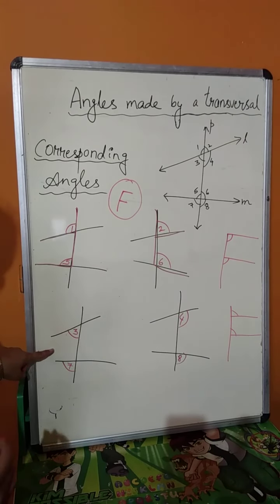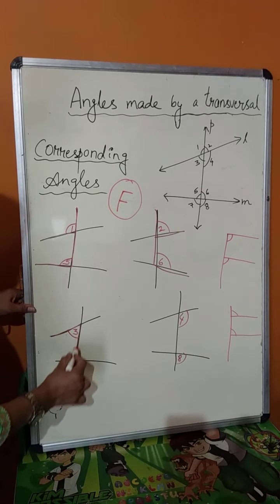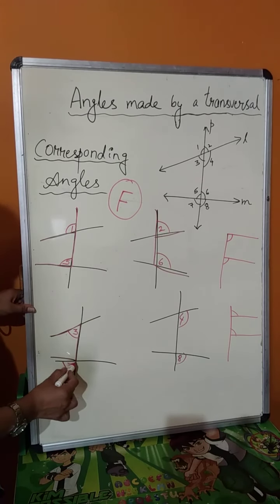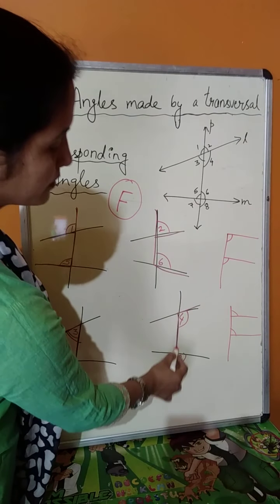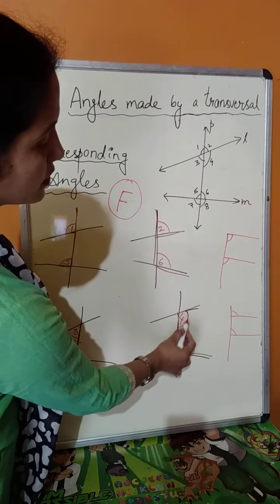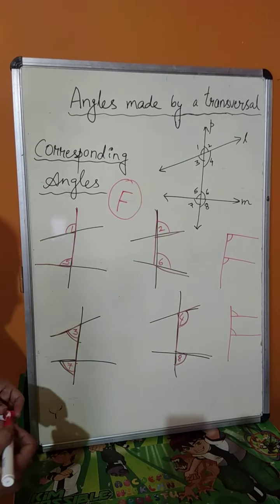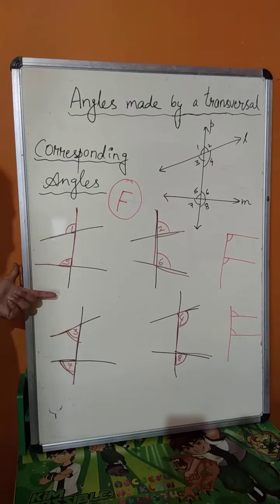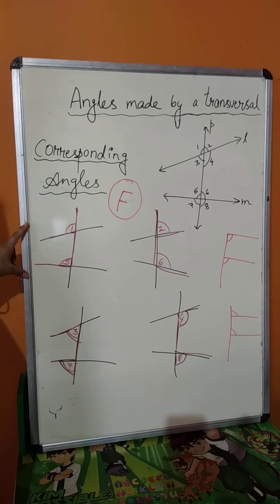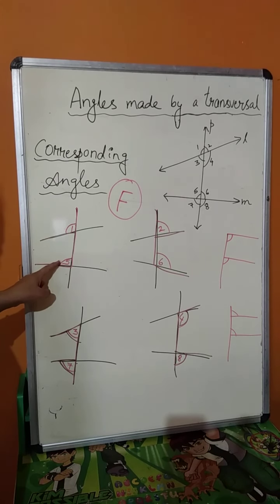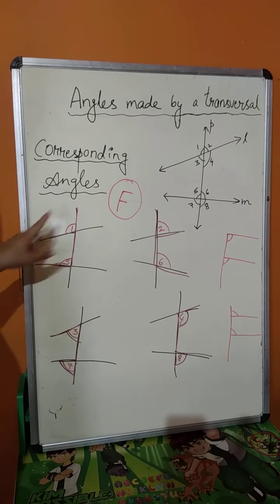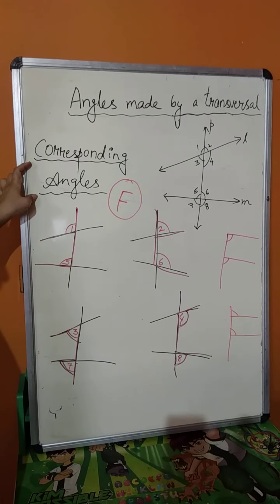Similarly, the F here is this way. So this angle and this angle will be corresponding, and this. So this angle are corresponding. So we can say that if any shape forms F, then it forms corresponding angles. F shape stands for corresponding angles.